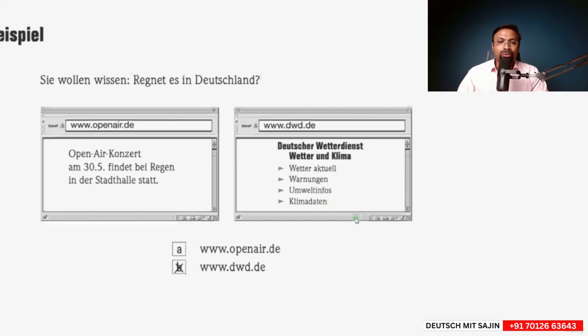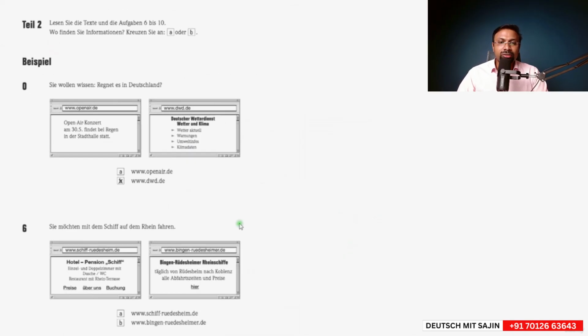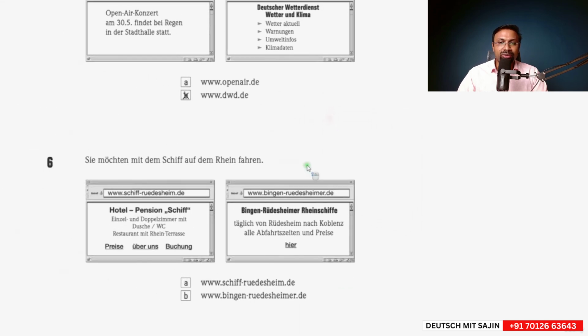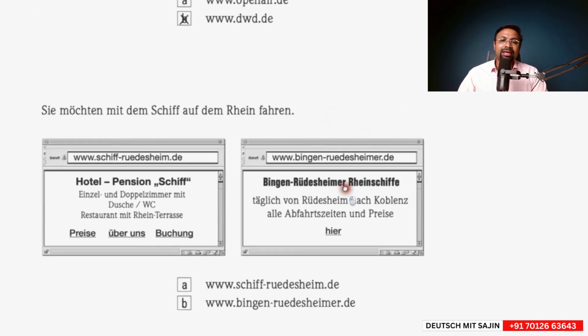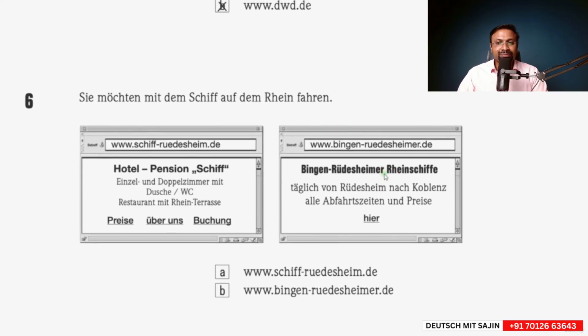Then we are going to look at this exercise, which you actually have to do now by yourself. So the right answer is not already written here. Let us have a look at what they want in this exercise. "Sie möchten mit dem Schiff auf dem Rhein fahren." You would like to travel with the ship on the Rhine. The Rhine is a German river. So you would like to go with the ship on the Rhine. So we have those two websites here again.